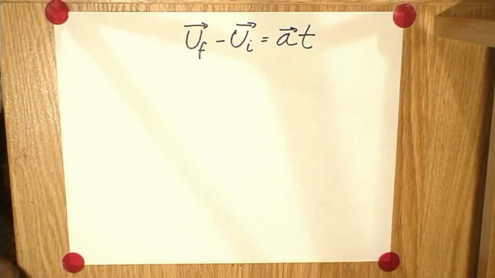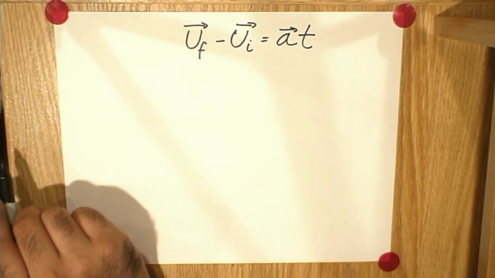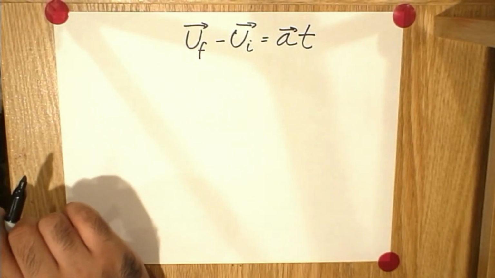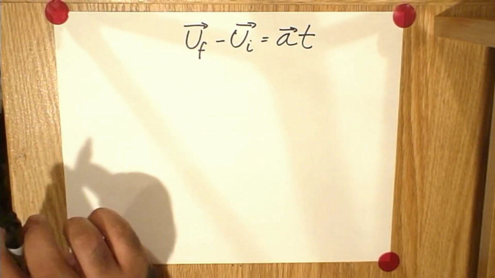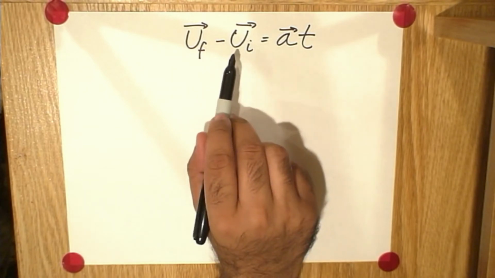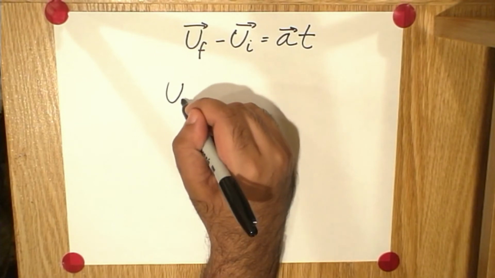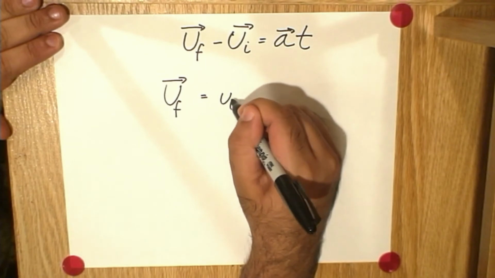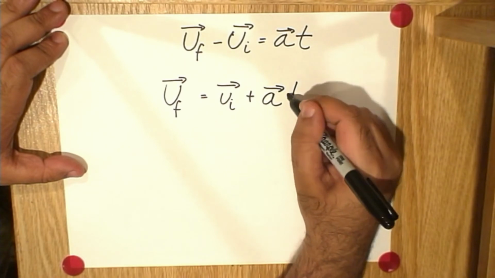Now, the second toolbox equation is going to dovetail from where the first one left off. If you're in my 103 class, you should see what this derivation looks like. It does involve a little bit of calculus, but let us see what we can do with it. The first thing that I'm going to do is move this initial velocity over to the other side. So that's going to give me final velocity is equal to initial velocity plus acceleration times time.